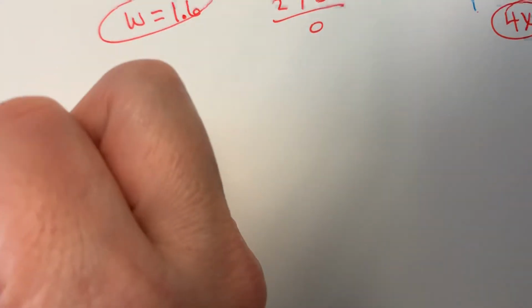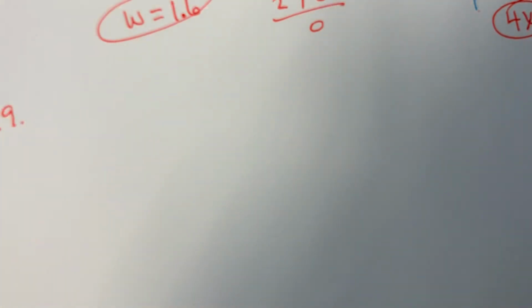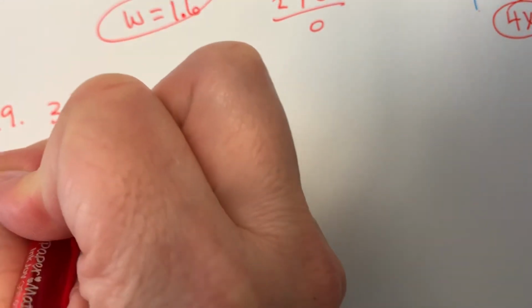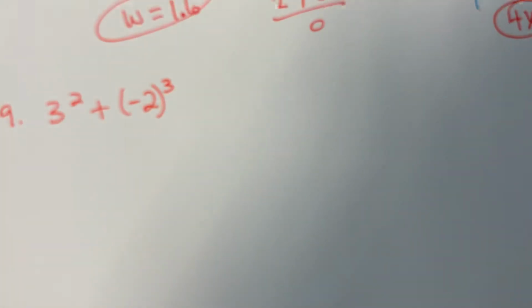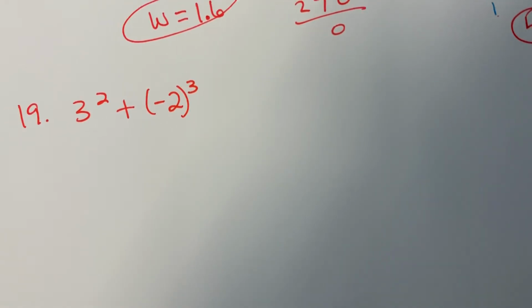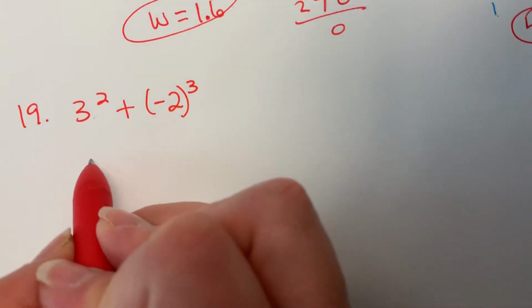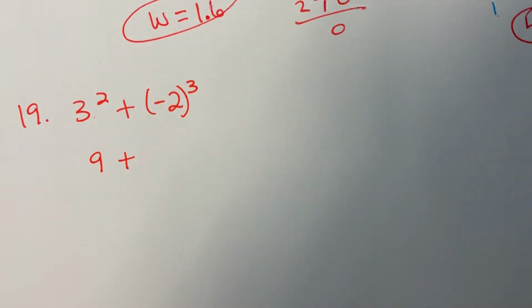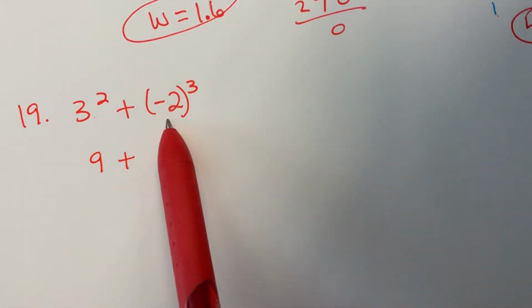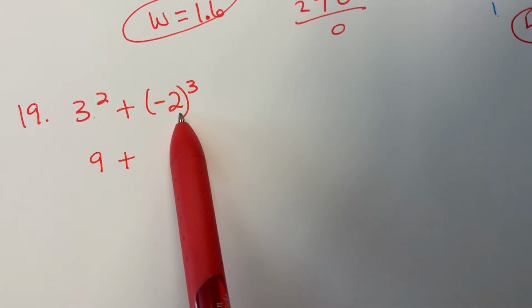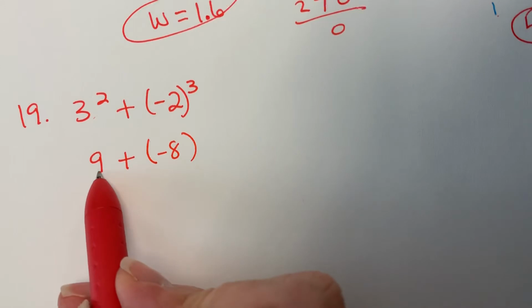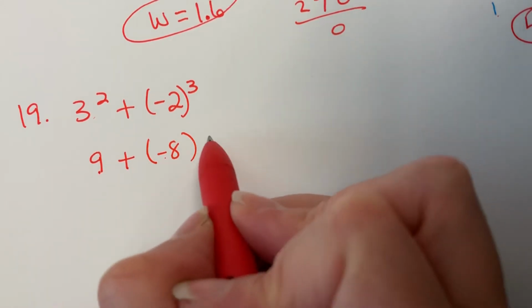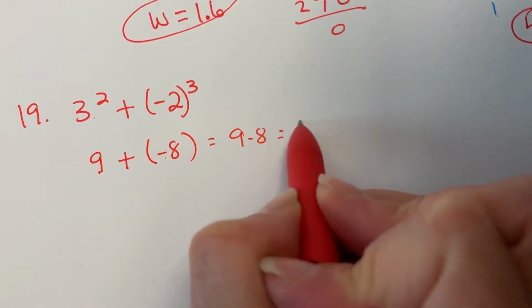All right, number 19. Number 19 says 3 squared plus -2 cubed. All right, give that a minute to focus again. 3 squared is 9. -2 cubed, that's -2 times -2, which is 4, times -2 is -8. 9 plus a -8 is the same thing as 9 minus 8, which equals 1.